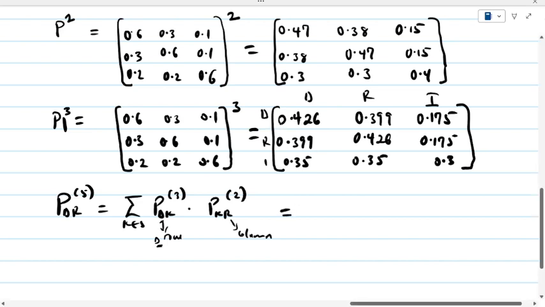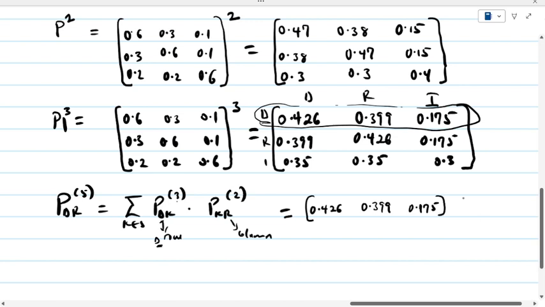This is the row of D in P raised to power 3, so we just write it out. That is all we need. We don't need the whole element: 0.426, 0.399, and 0.175. So next we need the column in P raised to power 2.